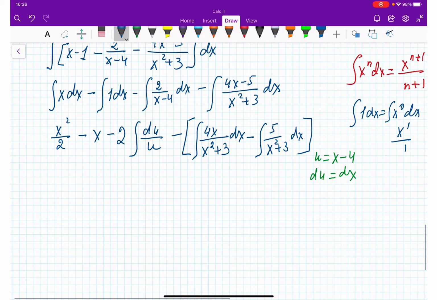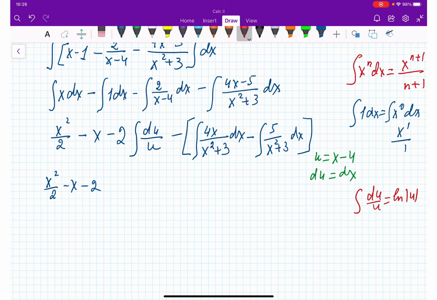Okay, so what do we have? x squared over 2 minus x minus 2. Let me remind you, the integral of du over u is equal to the natural logarithm of u plus C, obviously. Our u is x minus 4, so it's going to be the natural log of x minus 4. Next we are going to simplify 4x over x squared plus 3.